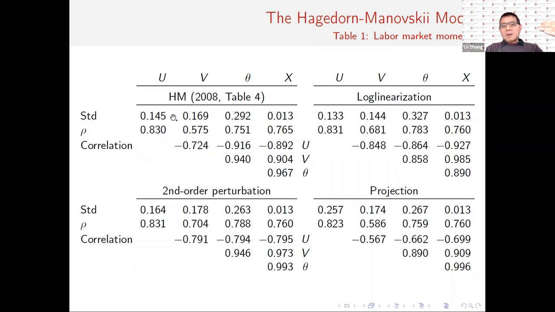My understanding is that Hagedorn-Manovskii had to jump through all kinds of hoops for their calibration of the flow value of unemployment activities of 0.955. And even after the publication, many researchers have criticized their high flow value of unemployment activities. And what we are saying is that, look, you actually don't really need that high flow value. That's why in some of our other papers, we ended up using a somewhat lower flow value of unemployment, in the range of 0.85, for example. On the other hand, the labor market tightness volatility is a bit lower than what they were reporting, but still, that labor market tightness volatility is not that different from what you will see in the post-war data.